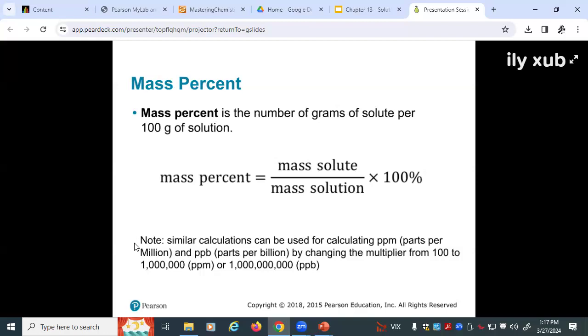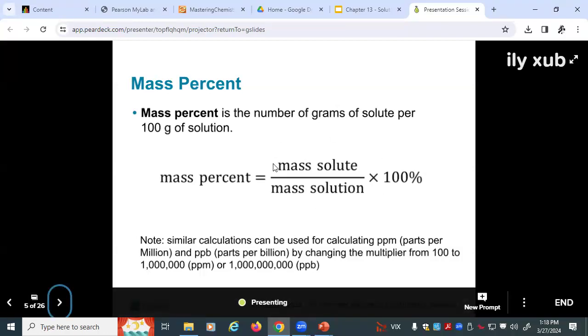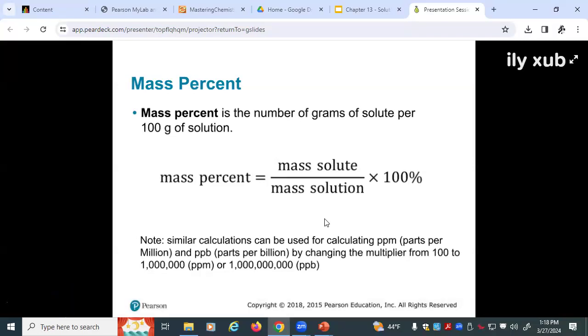So percent, parts per 100, you multiply by 100. Parts per million, you'd multiply by 1,000,000. Parts per billion, you'd multiply by 1,000,000,000. But you would still use this very same ratio to figure out the relationship between the solute and the total solution.